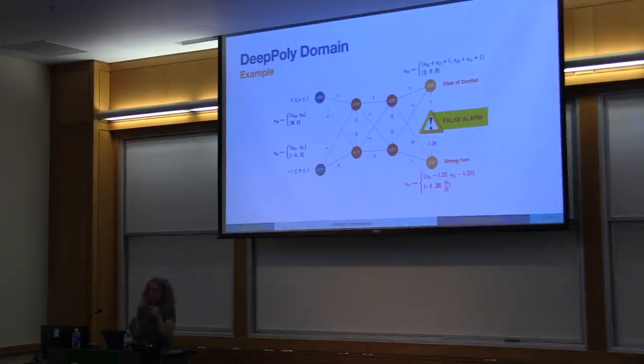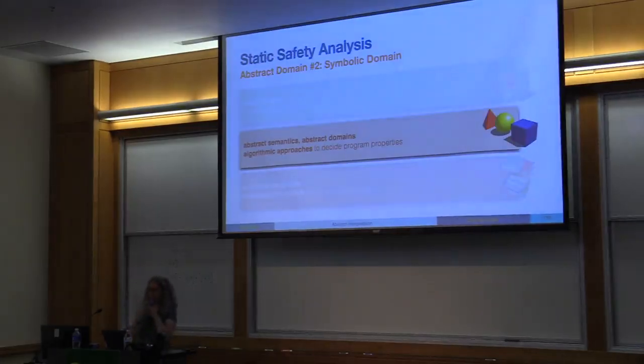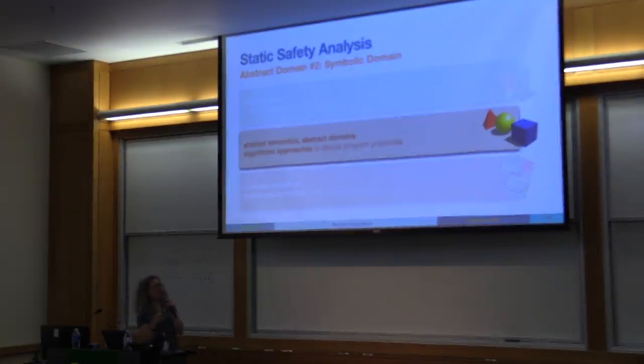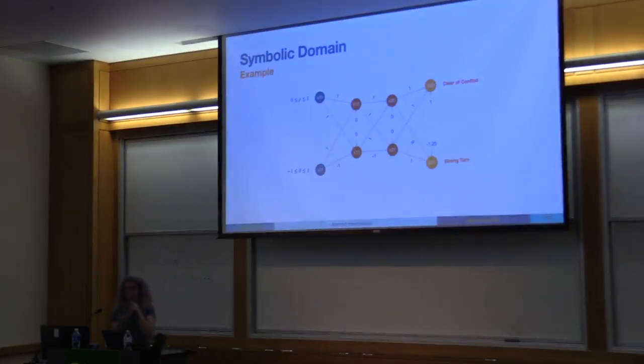Ugly numbers, sorry, but this example was built by trial and error. It was fuzzing, essentially. But now let's look at what the symbolic domain that we have seen already does. We have seen before that this was less precise, okay? Well, in this case, it will not be less precise. We will actually be able to prove the property.